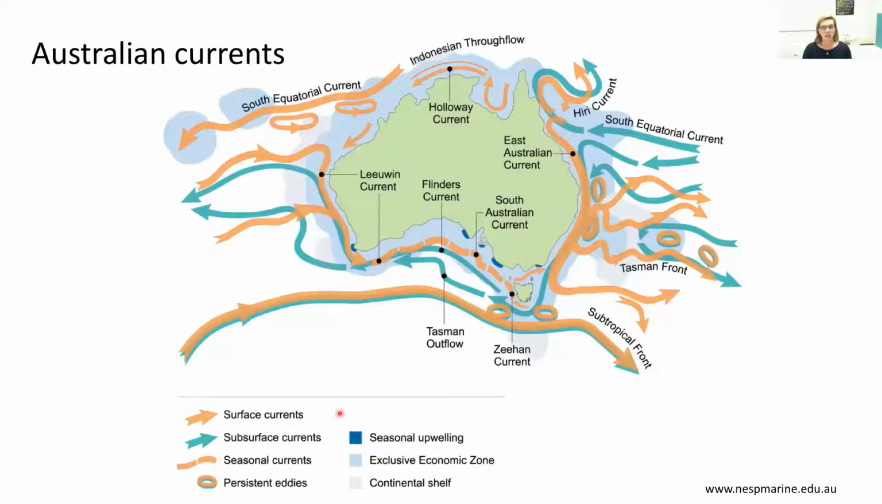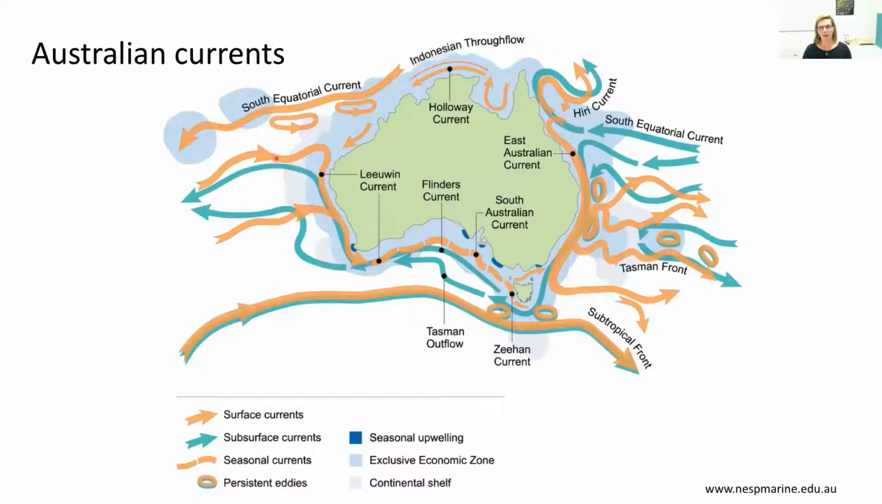So then we zoom into the currents around Australia, and there's an intricate network of currents. The orange arrows show the surface currents and the blue arrows show subsurface currents. And when we say surface, we probably mean in the upper 200 to 300 metres of ocean, and then subsurface below that.